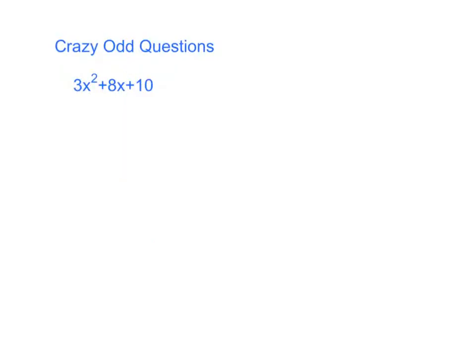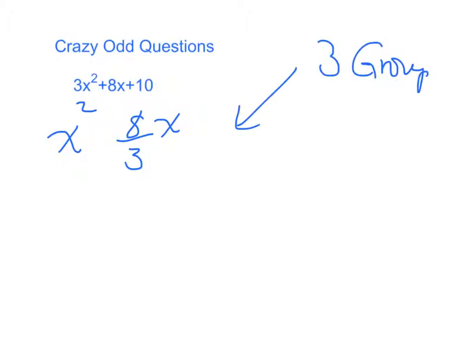All right, let's look at our last question for this program. And I call this a crazy odd question. It's a 3, but it could be any number. So let's just think about this for a minute. If I want to put this into groups of x squareds, I'd have an x squared and 8/3 x in each group. So I want to have 3 groups of those. 8/3 is approximately 2.67, so we can just go with that.